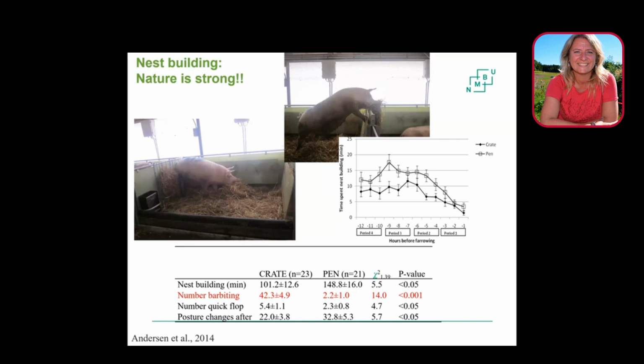But we have also looked at, in Norway, different types of nest building materials. When comparing peat with long stem straw, straw resulted in a greater variety of nest building behavior elements, increased time spent resting, and reduced incidence of oral stereotypies compared to sows that had access to peat or only sawdust in the pen.